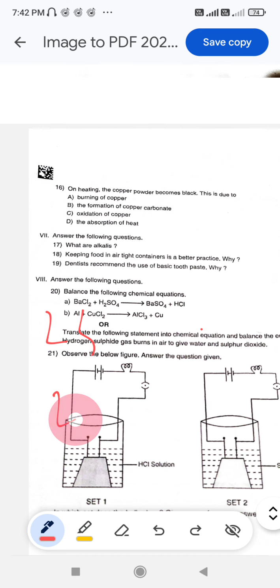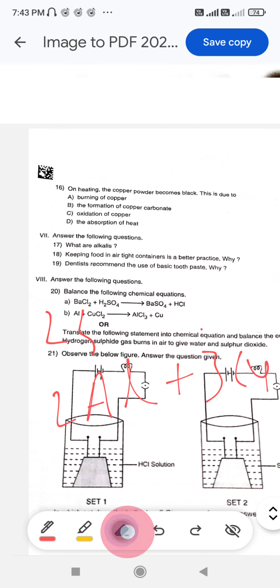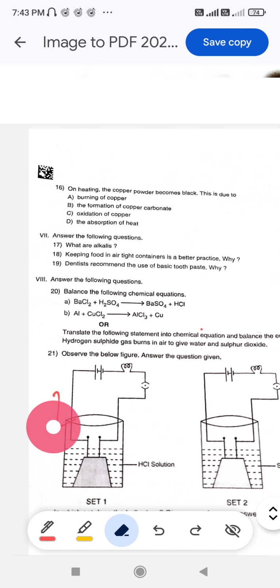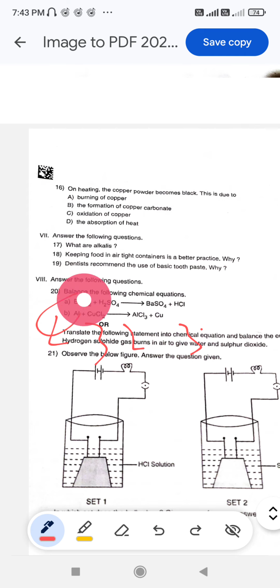2 aluminium plus 3 copper chloride. On the reactant side you have to add 2 aluminium and 3 copper chloride. In the product side also, 2 and 3. When we add 2, it means 2 aluminium here, and here also 2 aluminium, right? Again, copper 3 here, and copper 3 here also.